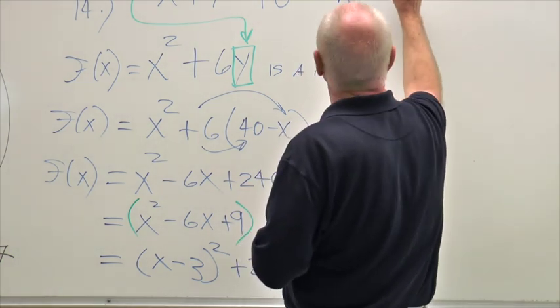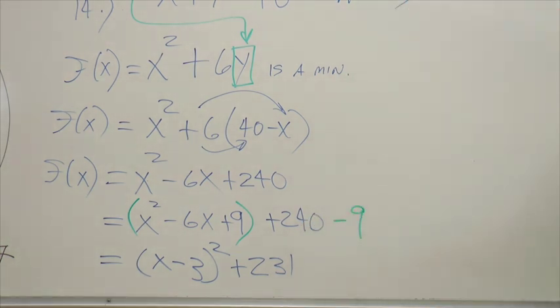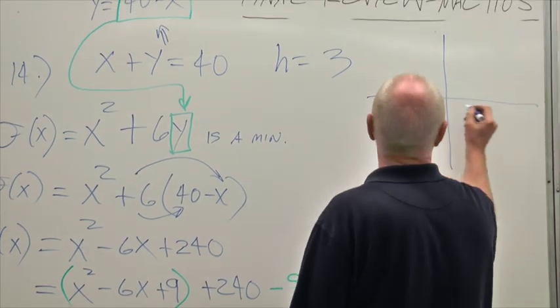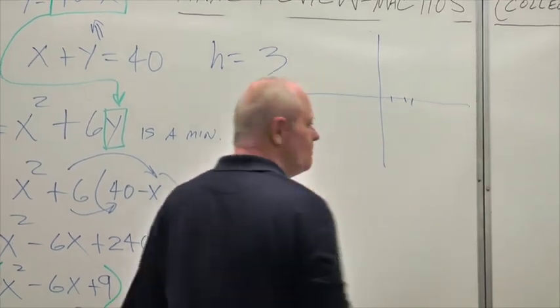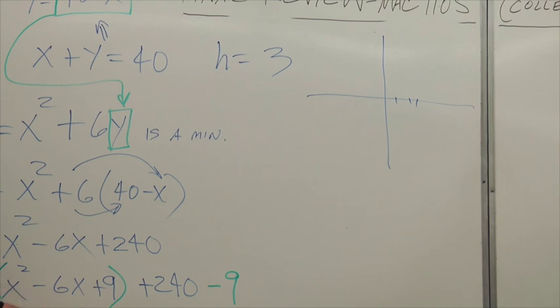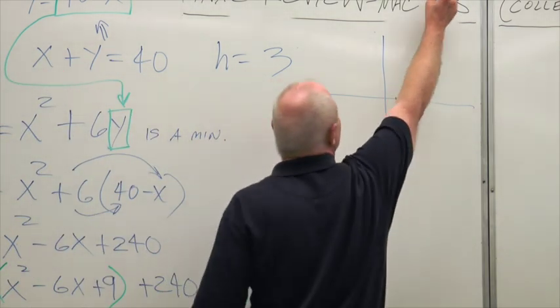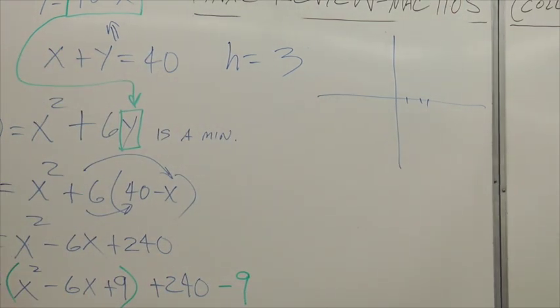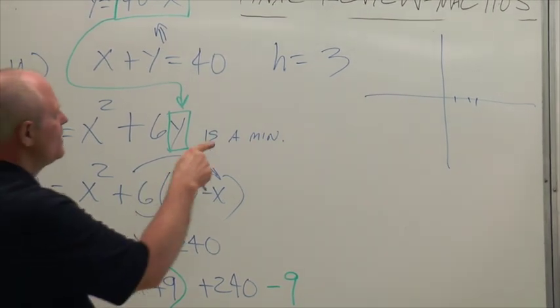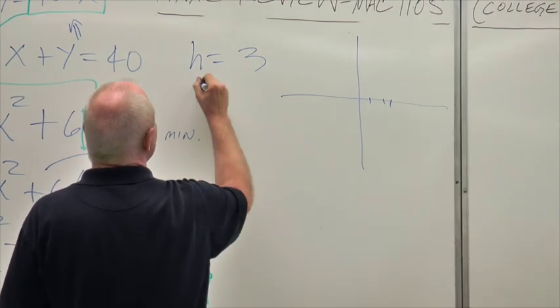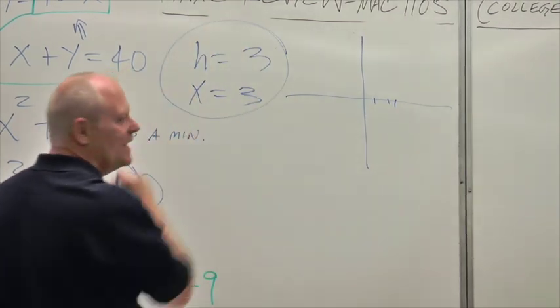H is equal to what? 3. Right? Good. So I could start drawing this here if I wanted to. H is x, right? So 1, 2, 3. What's k in our problem? 231, right? Okay? That's way up here, isn't it? But we don't even care about that. We know what x is, don't we? Right? What is x equal to? Since h is equal to 3, isn't x equal to 3? Isn't h x?